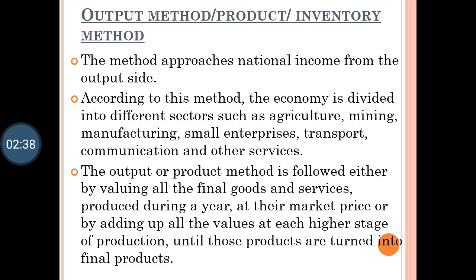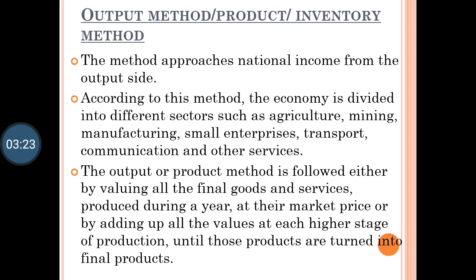What do we understand by output method or product method or inventory method? Now, output method means whatever output we get from the production. That means the output method basically deals with the production side. The method approaches national income from the output side. Output means whatever final production takes place. If a commodity is made, so let's say from cotton a shirt is made, the shirt will be your final output. Then from sugarcane, sugar is made, so sugar will be your output. So that way, in the output method we consider the production side.